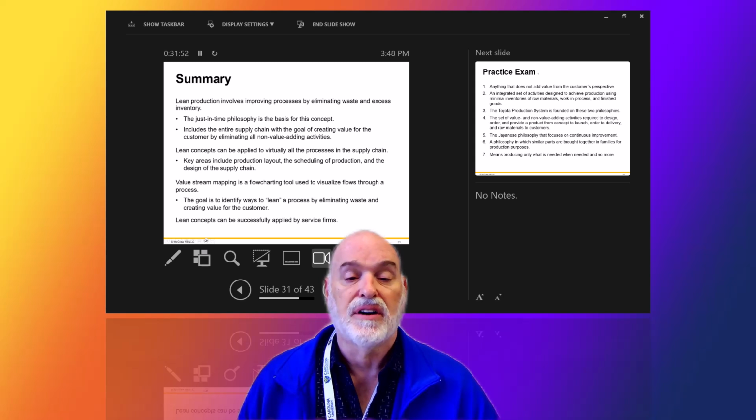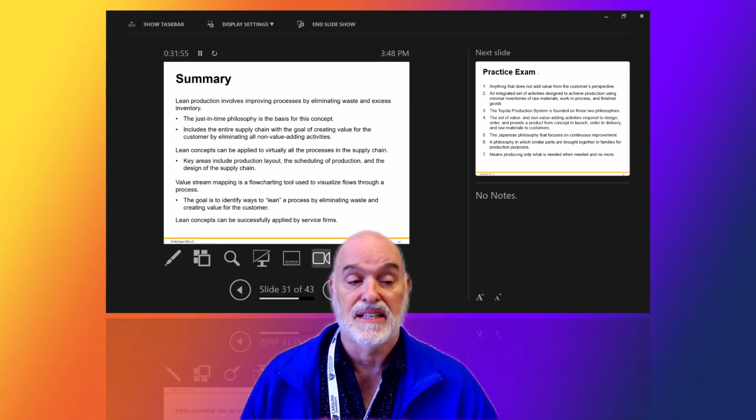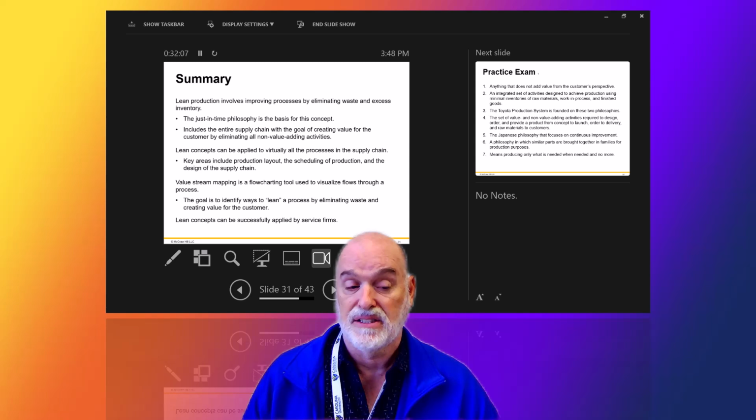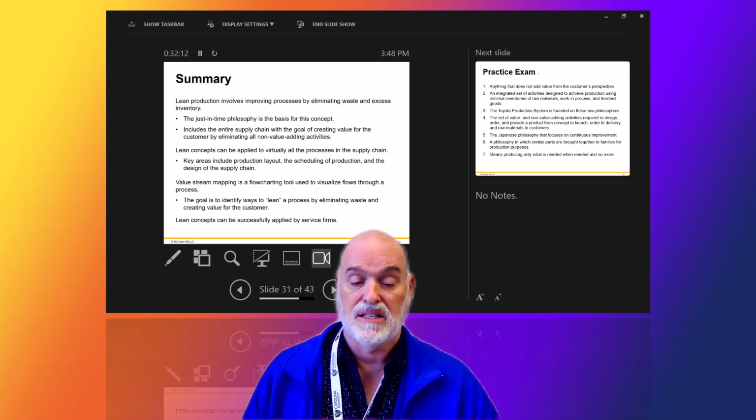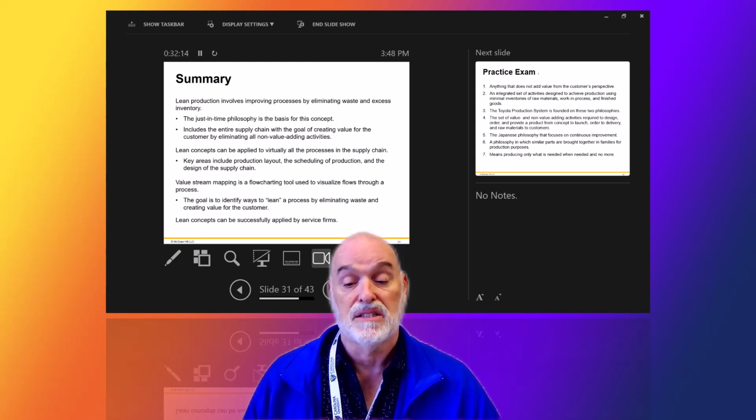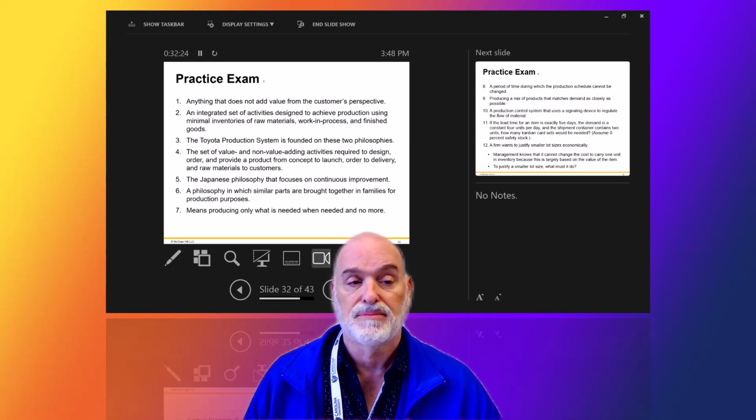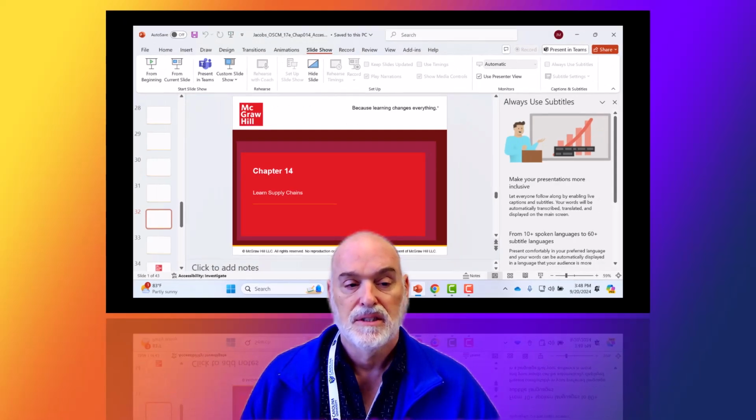In summary, lean production involves improving processes by eliminating waste and excess inventory. The just-in-time philosophy is the basis for this concept. It includes the entire supply chain with the goal of creating value for the customers by eliminating all non-value-adding activities. Lean concepts can also be applied, and the value stream mapping is a flowcharting tool used to visualize the flows through a process. The goal is to identify ways to lean a process by eliminating waste and creating value for customers. Okay, we are done.